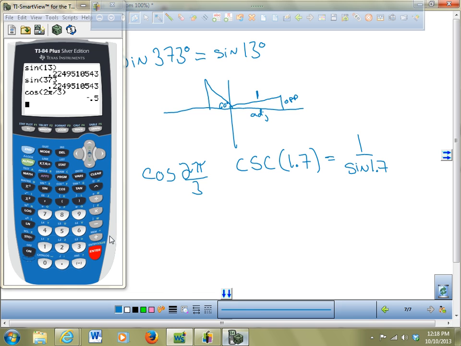All right? And if you don't see any degree symbols near it, that means it's in radians. So I know that a radian is about 57 degrees. So this is maybe a little more than 90 degrees. I don't know how many degrees it is, but it's 1.7 radians, not degrees.